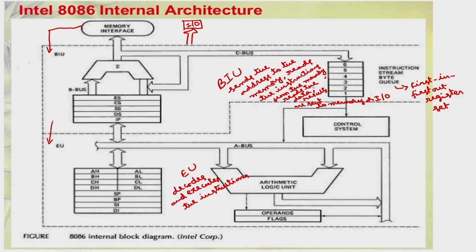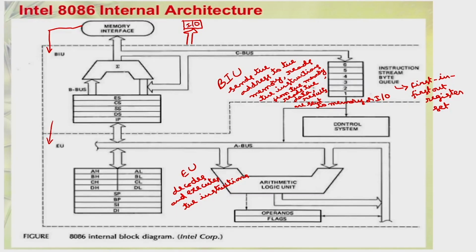While the execute unit is executing the first instruction, the bus interface will fetch the 6 instruction bytes because execution will take time. During that time the bus interface will not be idle. It will fetch as many as 6 instruction bytes and store them in the queue. What is the advantage of prefetching the 6 instruction bytes while the first instruction is being executed by the execute unit? In this way we can overlap the fetching operation with the execute operation.